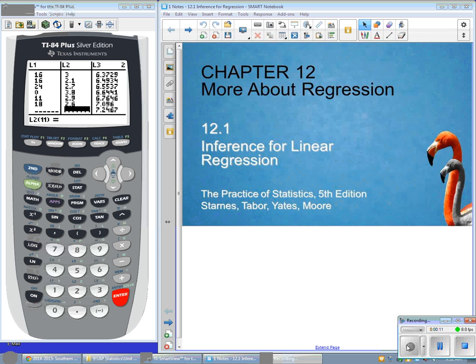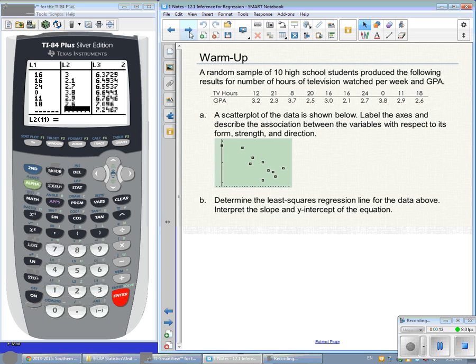Okay, we're going to start with a quick warm-up that reviews our linear regression procedures that we learned way back in the beginning of the year. You want to make sure that you enter all of your TV hours in list 1, your GPA data in list 2. Once your data is entered, let's talk about what this problem represents.